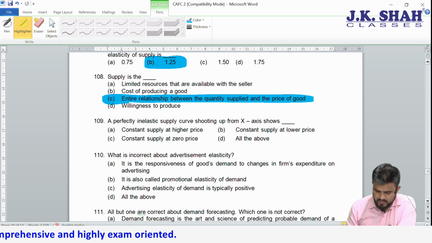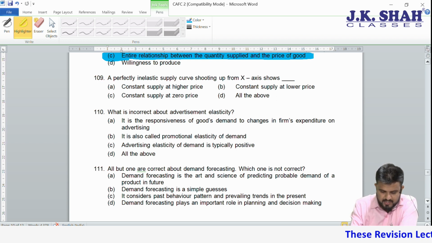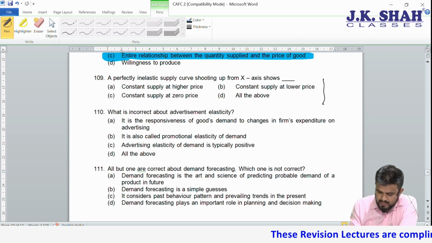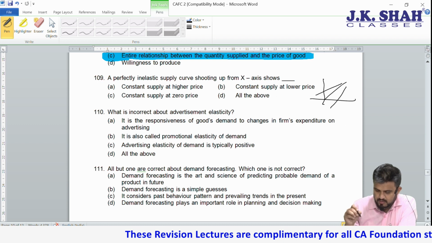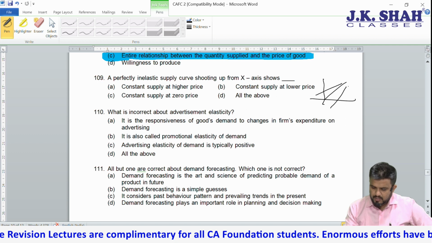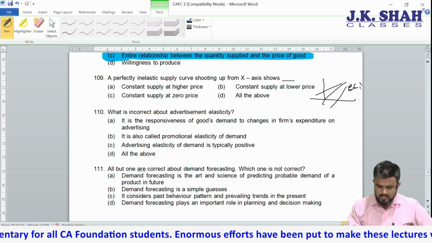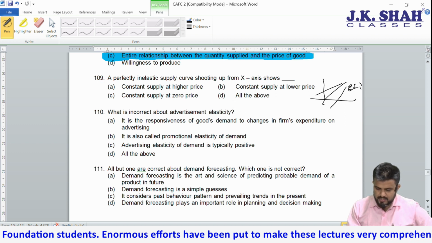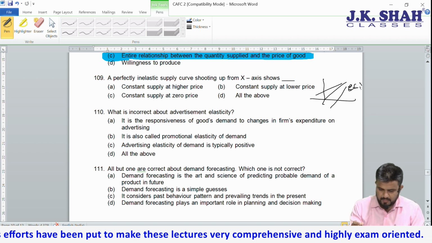Moving to the next, a perfectly inelastic supply curve shooting from x-axis shows. Shooting from x-axis. I will just give you a reminder of this diagram. Yesterday we had done this. Shooting from x-axis is nothing but E is less than 1, students. So 109 is constant supply at lower price.